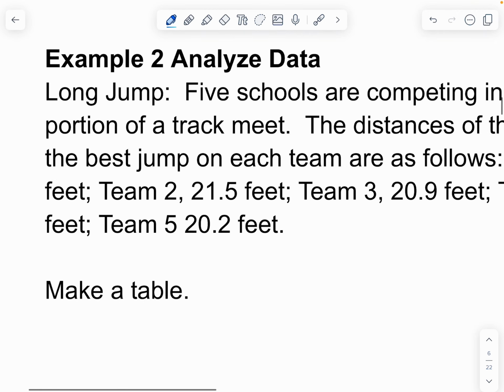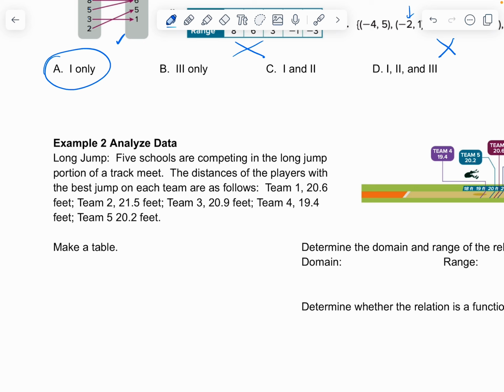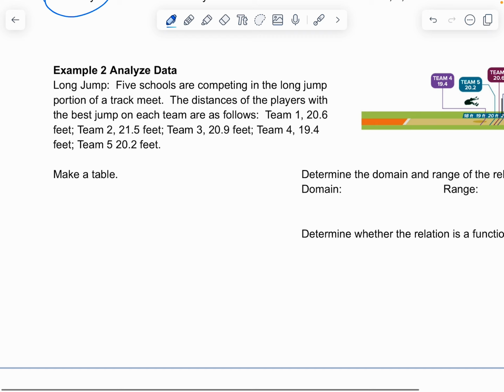Okay, so next, need to make that smaller, but it's having issues. Okay, so long jump. 5 schools are competing in the long jump portion of the track meet. The distances of the team players with the best jump on each team are as follows. Team 1, 20.6 feet. Team 2, 21.5 feet. Team 3, 20.9 feet. Team 4, 19.4 feet. And Team 5, 20.2 feet.